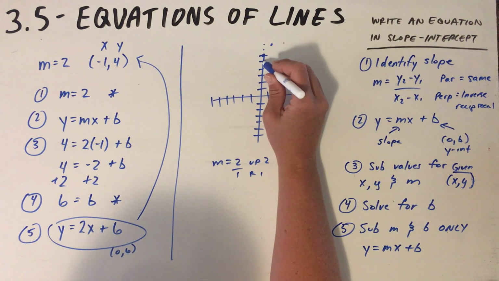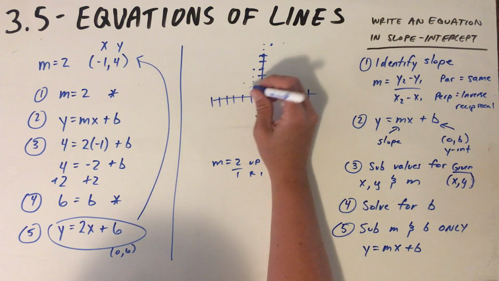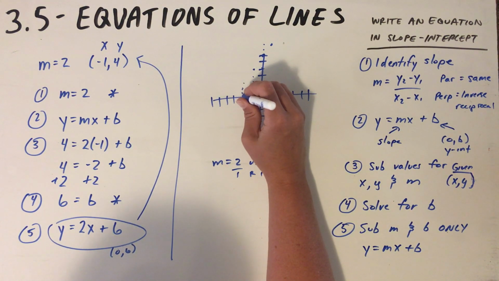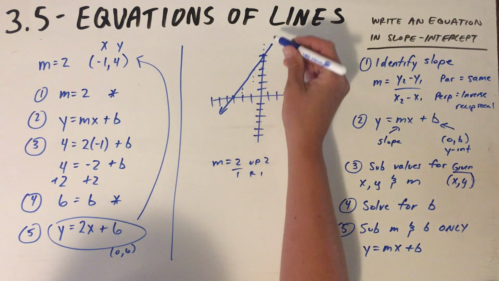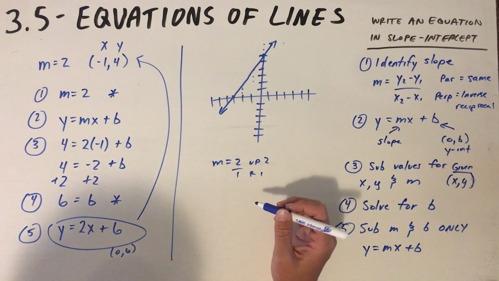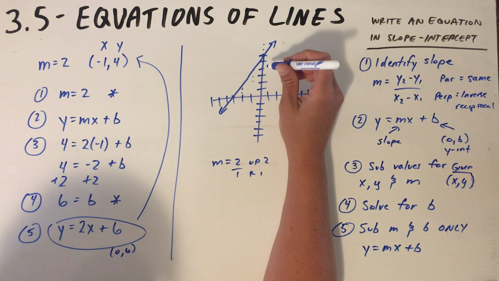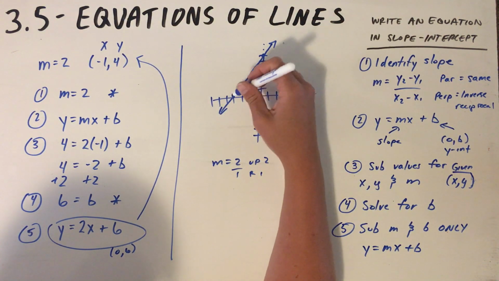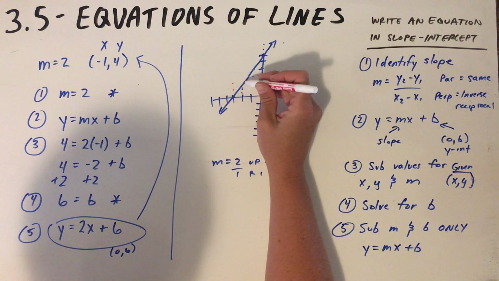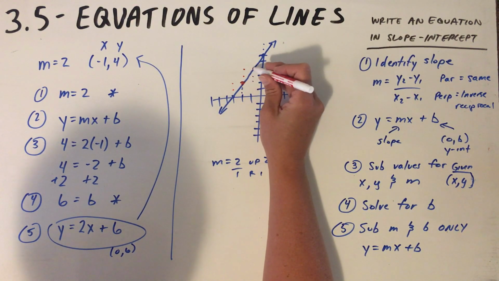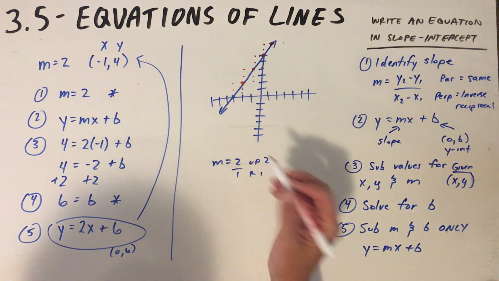So this could also mean going down 2 and back 1, down 2 and back 1, and down 2 and back 1. So this line then looks like this. And you'll notice here, just graphing this line, the slope of this line from any point on the line to the next point. So let's start here. We're going to go up 2 and right 1, up 2 and right 1, up 2 and right 1. Okay, so my slope is 2.